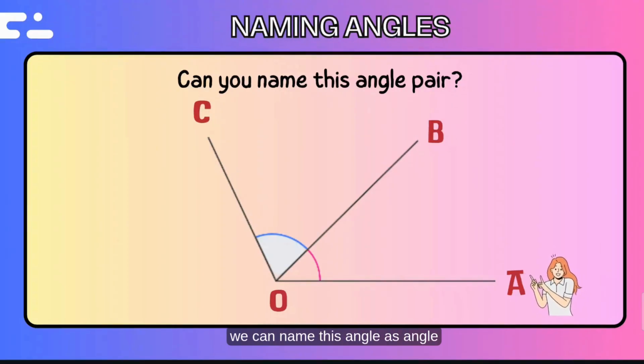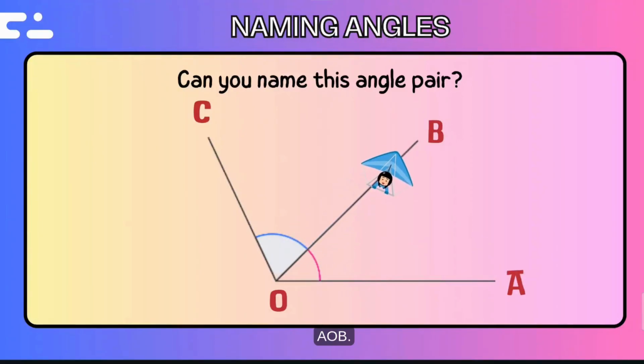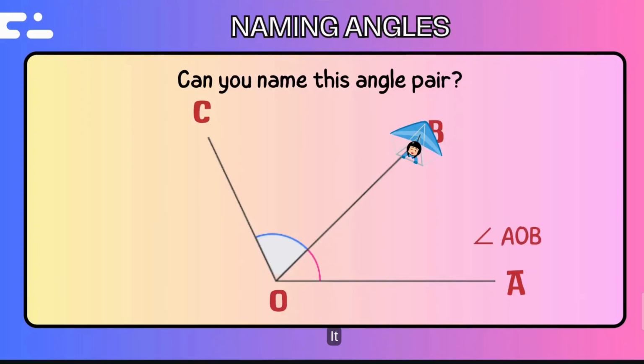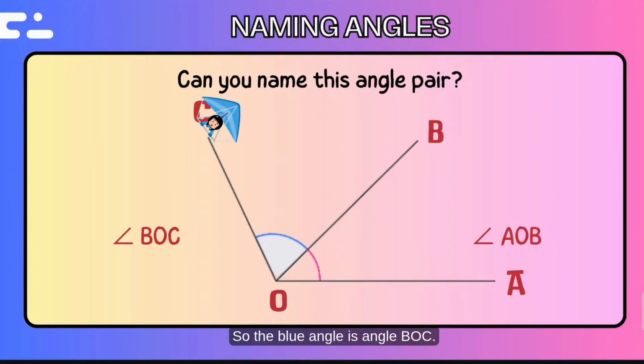For example, we can name this angle as angle AOB. You can think of it like following your GPS and take a turn from O towards B, making this angle complete from AO to B. Can you name the other angle, the blue one? It is going to be angle BOC. So the blue angle is angle BOC.